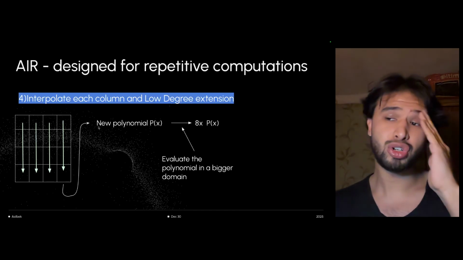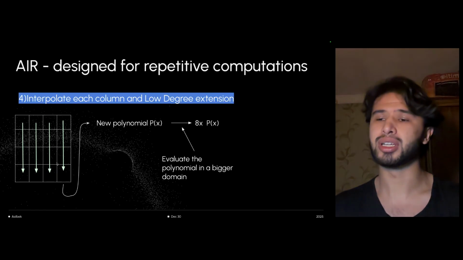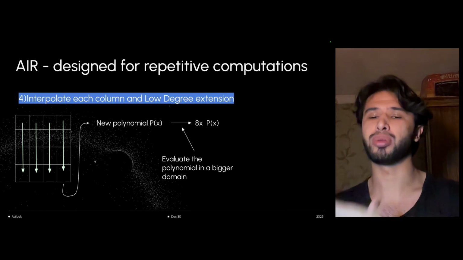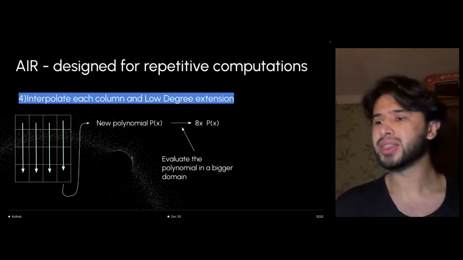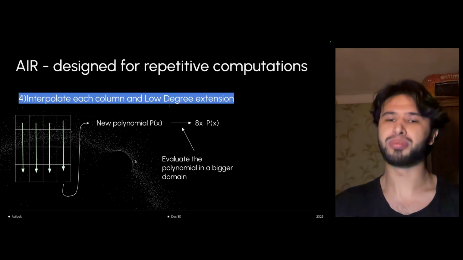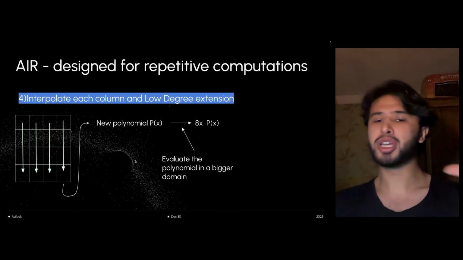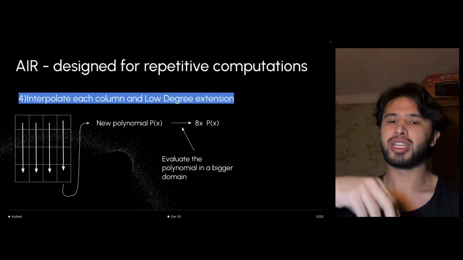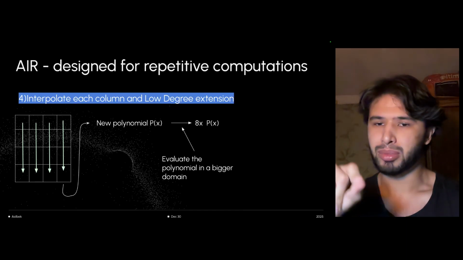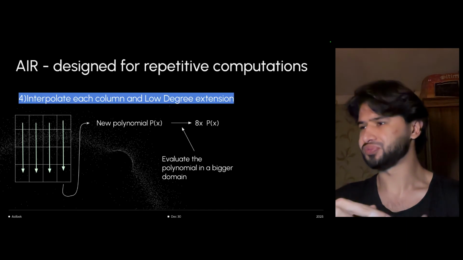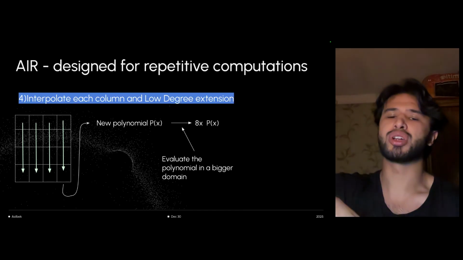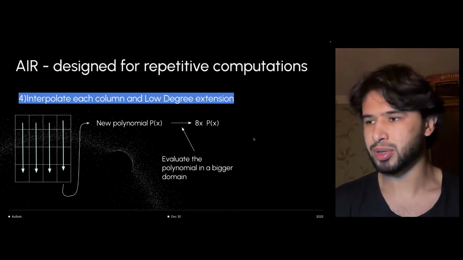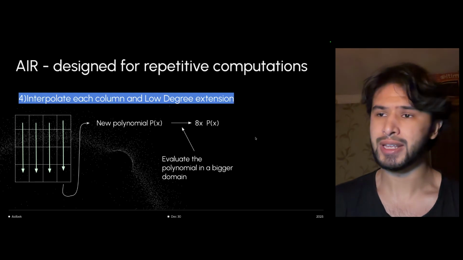And the last part is interpolating each column. At the end of the table, we're going to have the variables, and we're going to interpolate and create a polynomial for each column. And then we're going to evaluate this polynomial in a bigger domain, so we're going to have a bigger polynomial. The main reason is that if there's a lie or a misconception in a polynomial and we stretch it out to make it bigger, it will be easier to catch this lie. That's the main reason behind this.